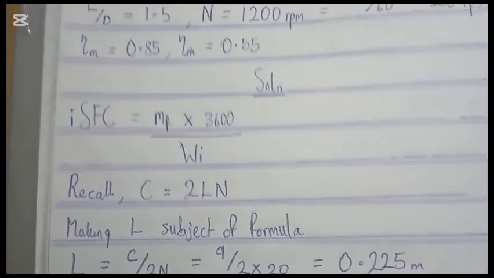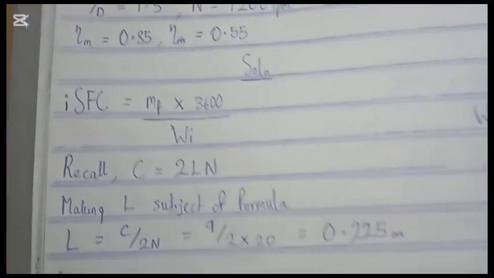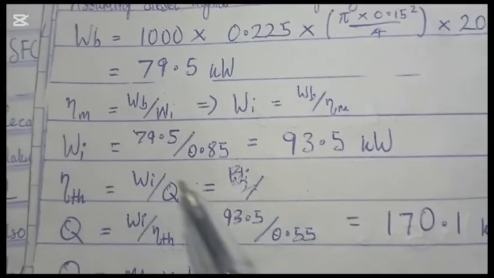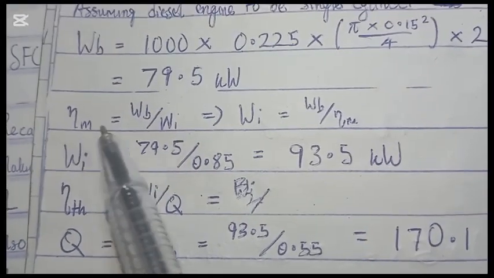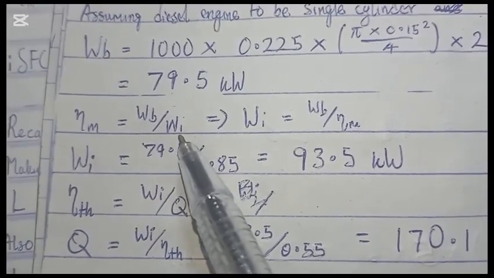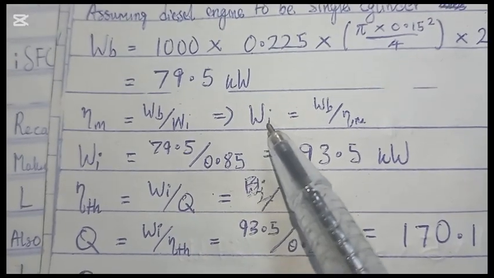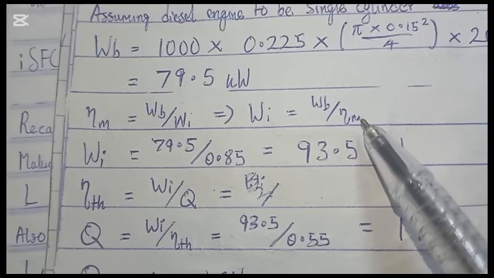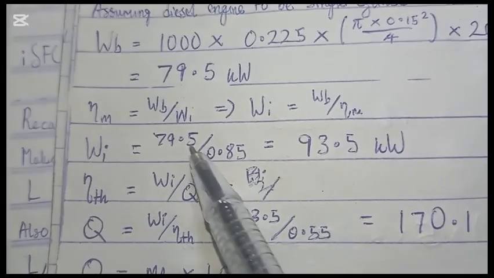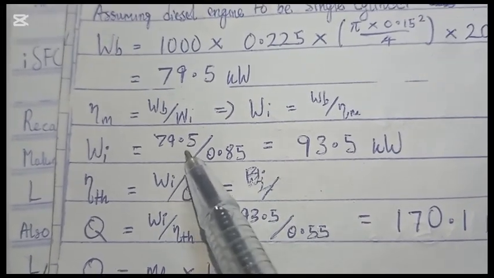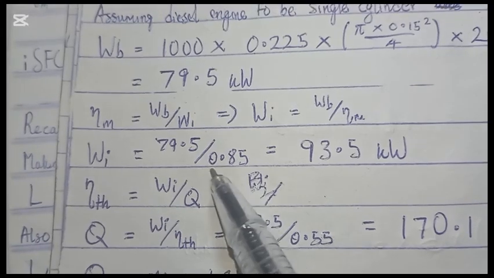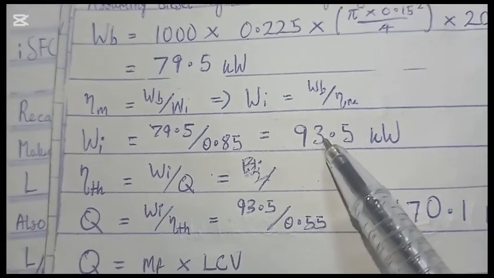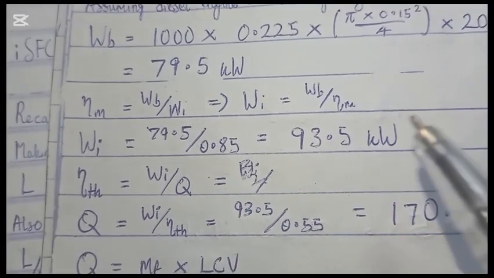Mechanical efficiency is equal to the brake power over the indicated power. Making the indicated power subject of the formula, the indicated power is equal to the brake power over mechanical efficiency, which is 79.5 over 0.85, to give you 93.5 kilowatts as your indicated power.